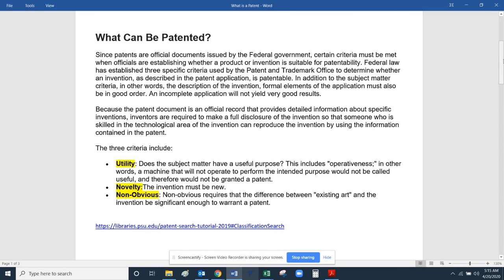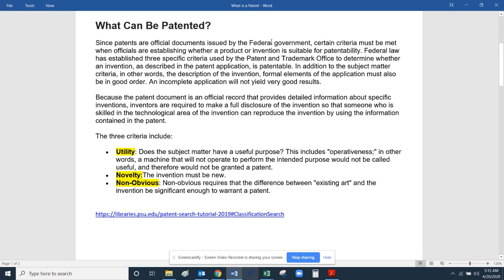What can be patented? Certain criteria must be met when officials are establishing whether a product or invention is suitable for patentability. Those three criteria include utility. Does the subject matter have a useful purpose? Does it operate? Does it perform its intended purpose? It can't be useless. It has to actually perform a certain function.